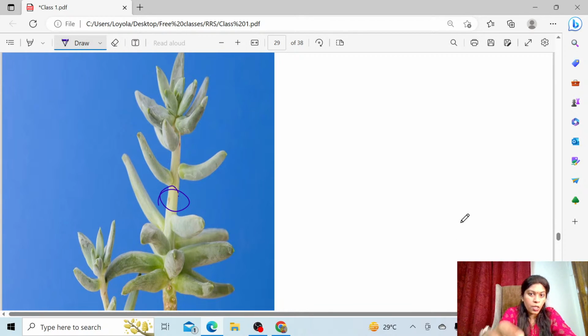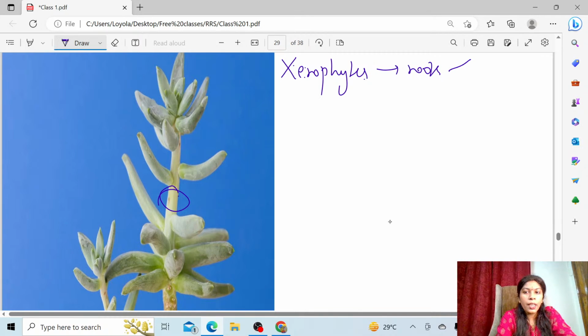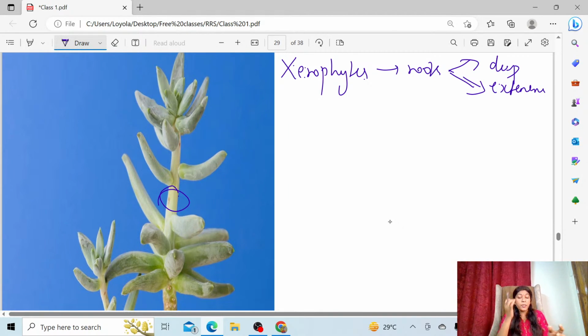See this, xerophytes. What are the adaptations shown in xerophytes? The roots, if you take, are very deep and extensive, well developed. They have extensive roots. Why? Because they have to go in search of water in the desert. So it is well developed and extensive in nature. Xerophytes have that type of root system.